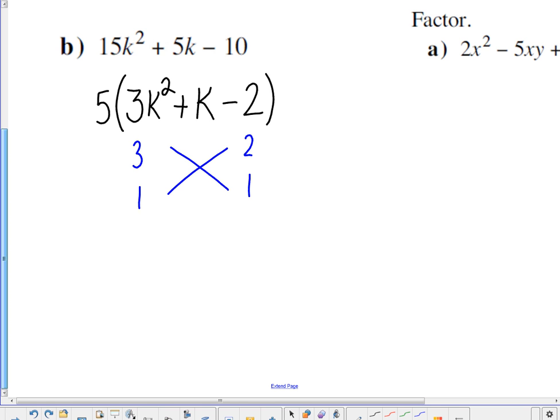Okay, so let's check that. 3 times 1, 3. 1 times 2, 2. Is there a way to make this a +1? Who has to be negative? 2 has to be the -1. 3 has to be the +1. So negative, positive. 3 times 1, 1 times -2. That would sum to 1. Okay, so when we write the factored form, right, here's our k and k. What do we have to remember?